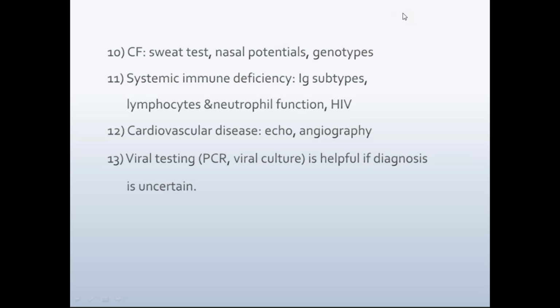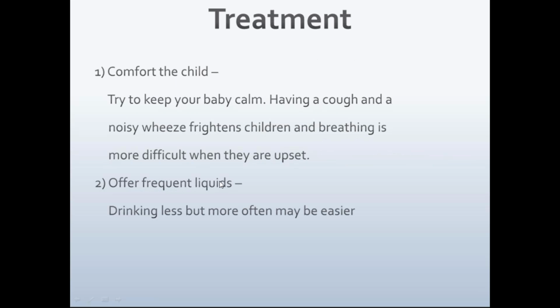That's why an exhaustive class was taken regarding what could be the probable history and what could be the probable physical examination points. Cardiovascular diseases, in congestive cardiac failure, in congenital heart diseases, you get pulmonary edema. Then go with echo and angiography. Viral testing, usually this diagnosis is uncertain, you cannot get PCR viral cultures every time, but if any feasibility is there, go with your viral testing.